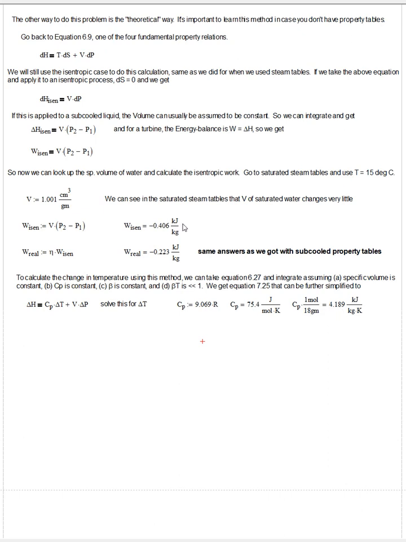And then remember, we are dealing in mass units, so make sure you are careful with your units. Don't just plug numbers in and hope the units magically work themselves out. I need to divide by the molecular weight to get my Cp in kilojoules per kilogram Kelvin. And this is what we are used to seeing for the heat capacity of water. Then I solve that equation for delta T. So delta T is delta H minus V delta P over Cp, where delta H for my energy balance is the real work.